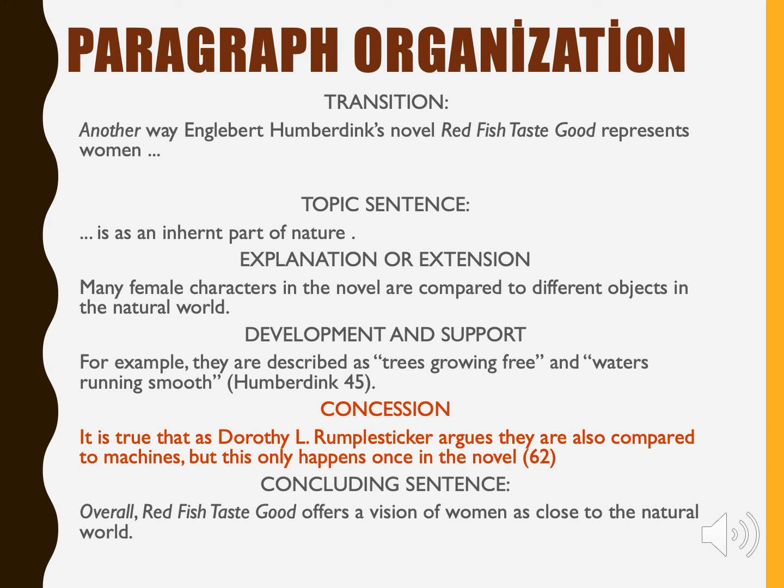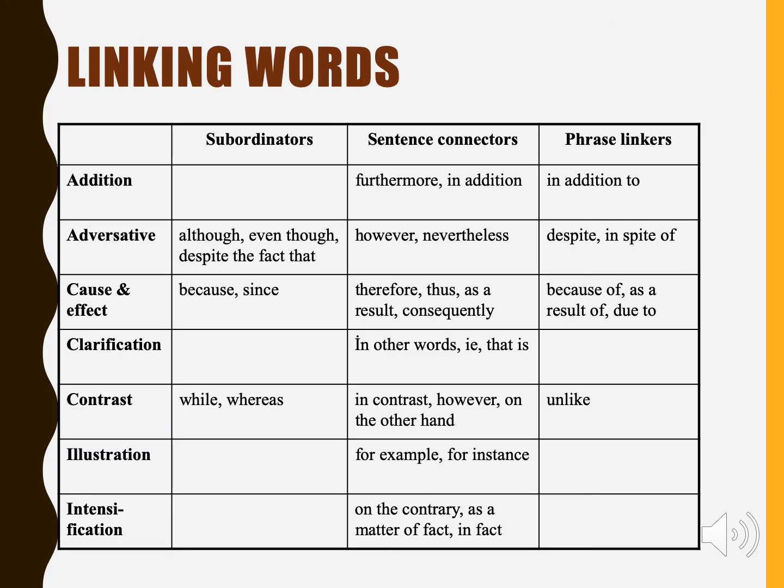There is a concession. It is true, as Dorothy L. Rumpelsticker argues, that they are also compared to machines, but this only happens once in the novel. So you take someone else's idea, which is different from your idea, and then you sort of get rid of it. And then a concluding sentence: overall, Red Fish Tastes Good offers a vision of women as close to the natural world. So I'm restating my main claim here. As you'll notice with words like "another" and "overall," linking words are extremely important as we're writing.